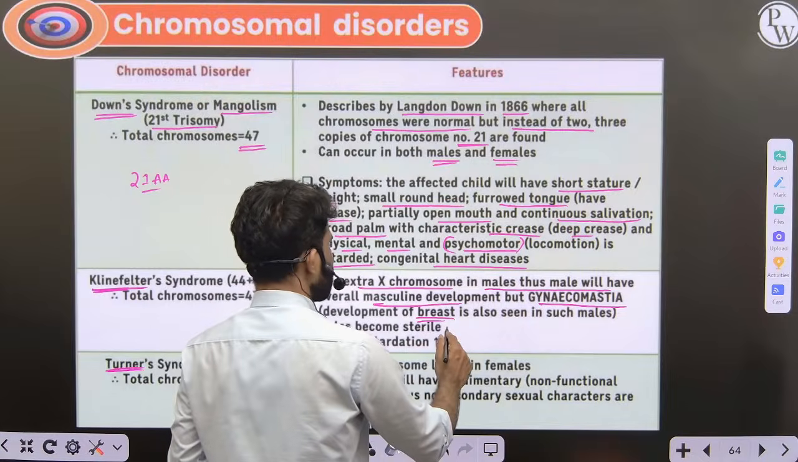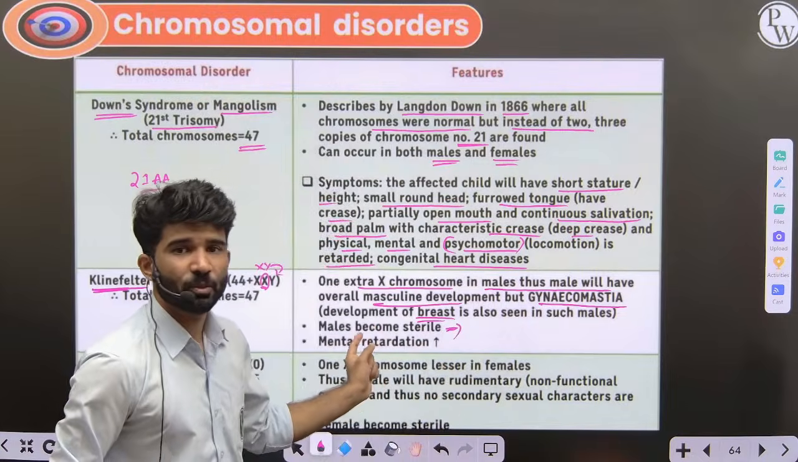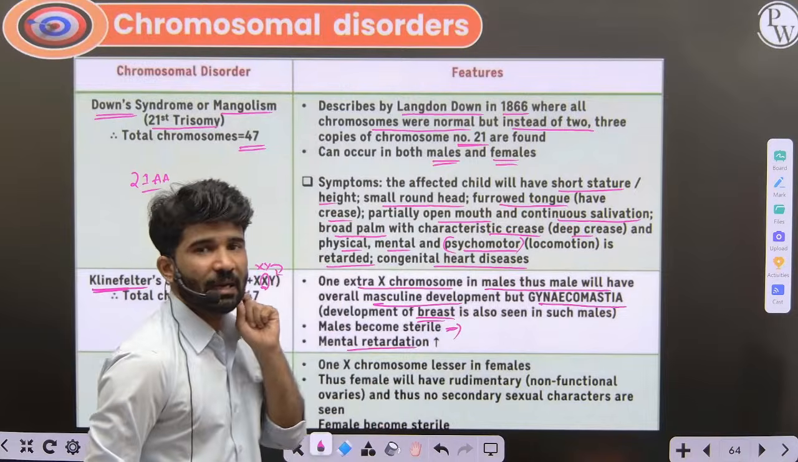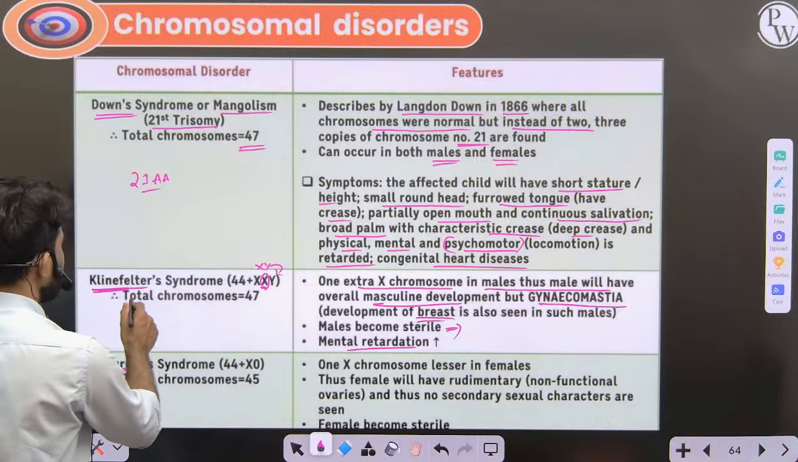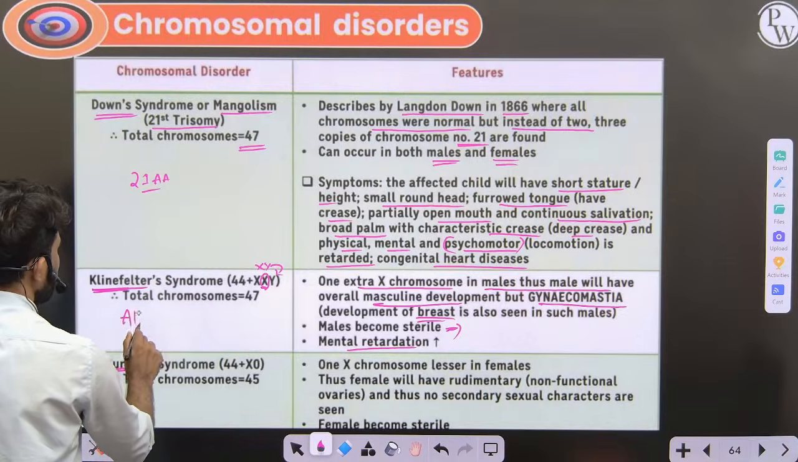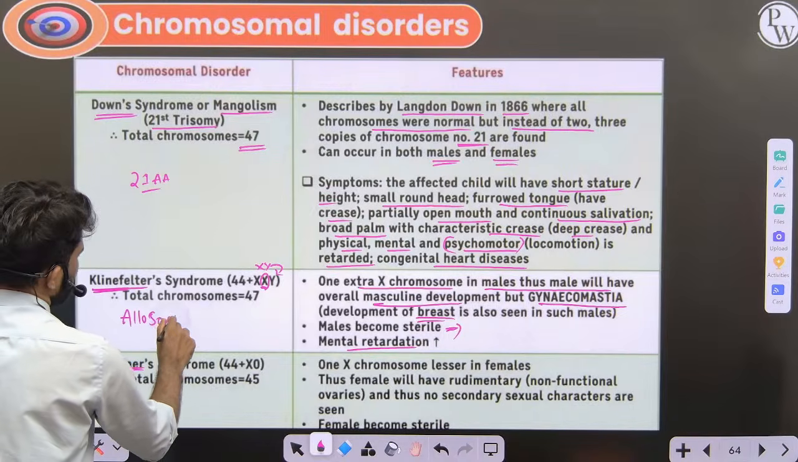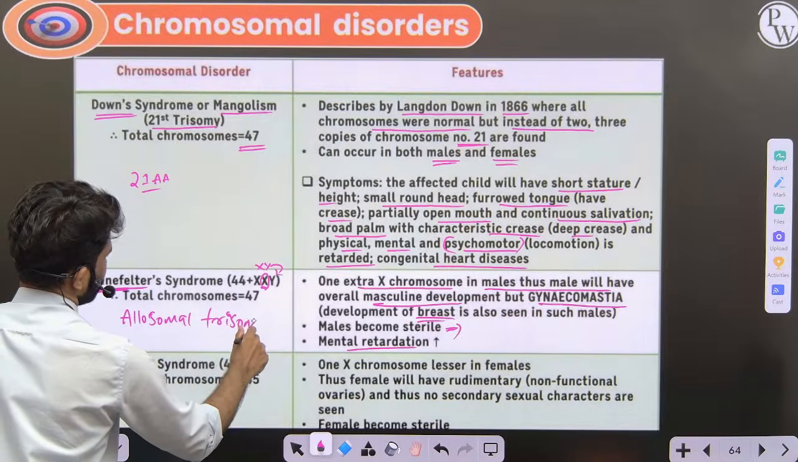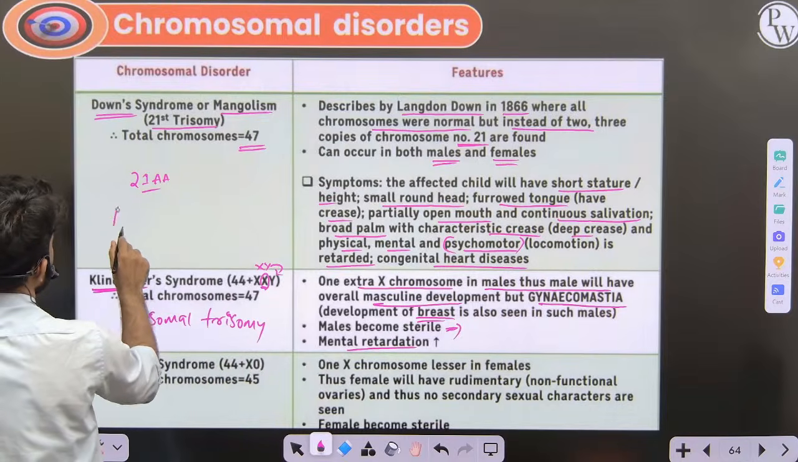So the males become sterile here. They are not able to reproduce. We also have mental retardation. This is called Klinefelter syndrome, also called allosomal trisomy. Also called what? Allosomal trisomy. Here it is called autosomal trisomy.